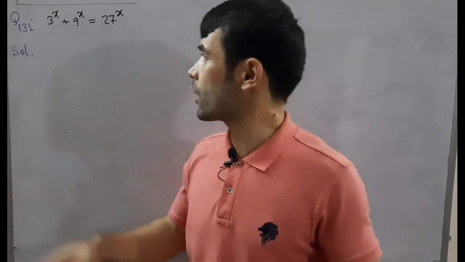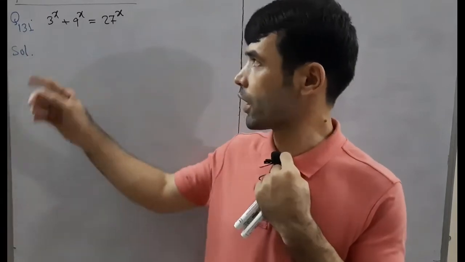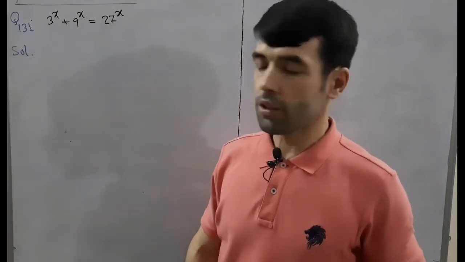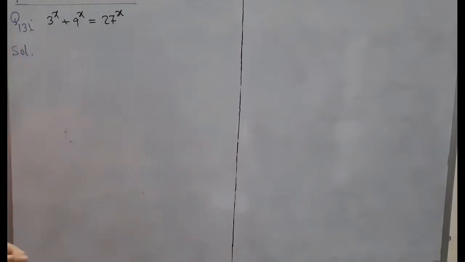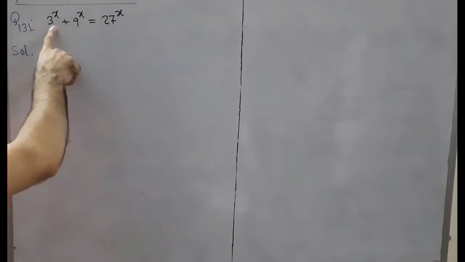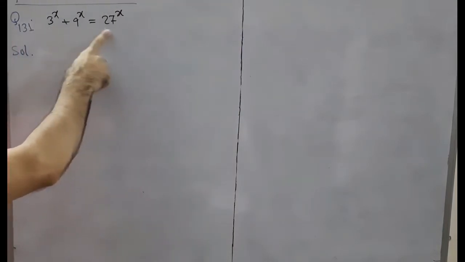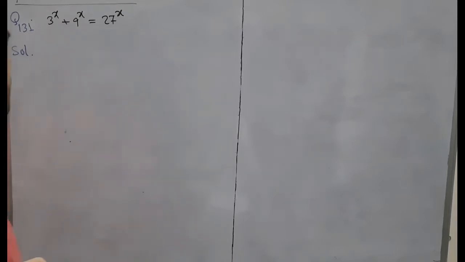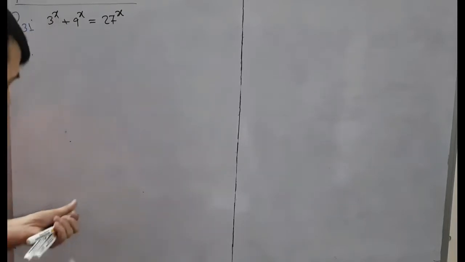Here in this class, it is class 100, question 131. In this class, we want to solve an exponent equation: 3 to the power x plus 9 to the power x is equal to 27 to the power x. We want to find the value of x.